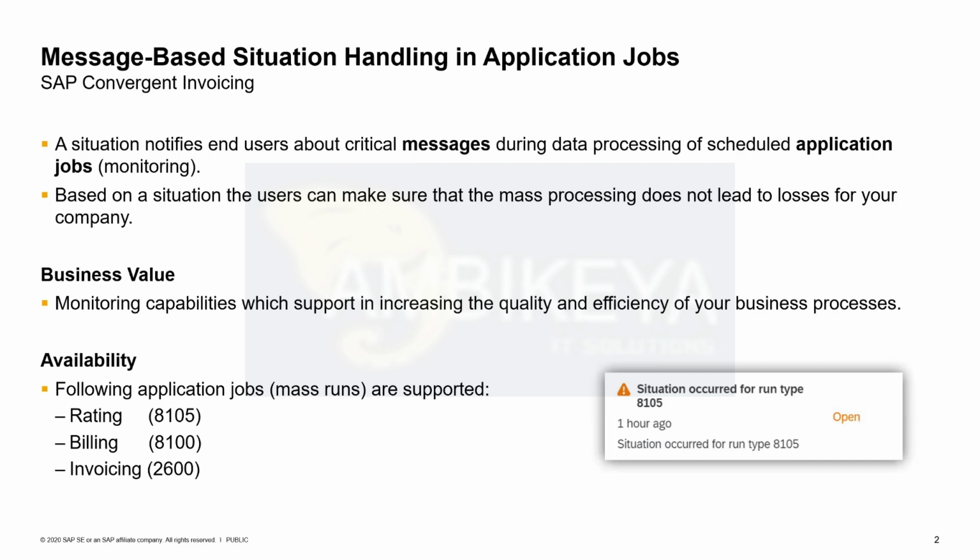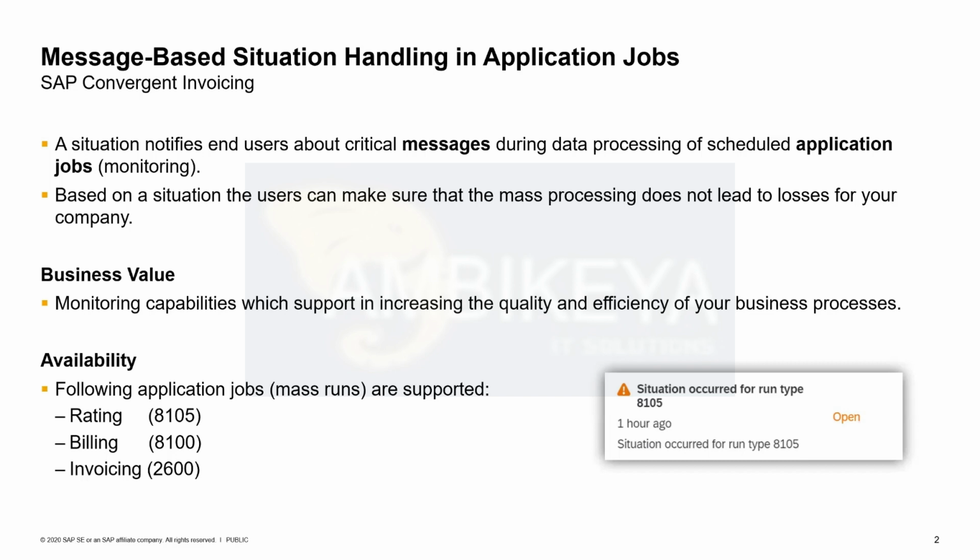So, with that, you have the option to inform your end users about certain situations that they should look into, and you can make sure that you identify some circumstances at an early point in time. So overall, the business value of this functionality is providing monitoring capabilities that allow you to ensure that your business processes run smoothly. For a first part, we enabled our 3 main application jobs for it, which are rating, billing, and invoicing.